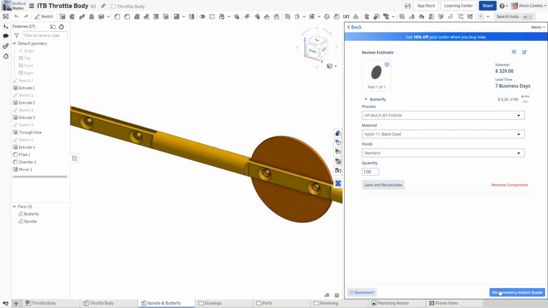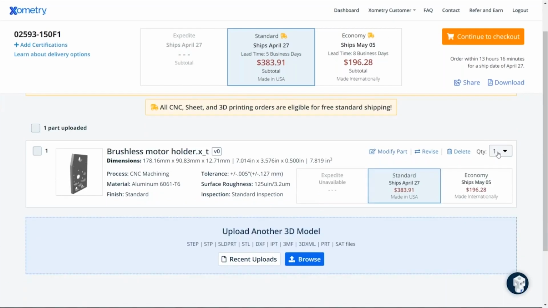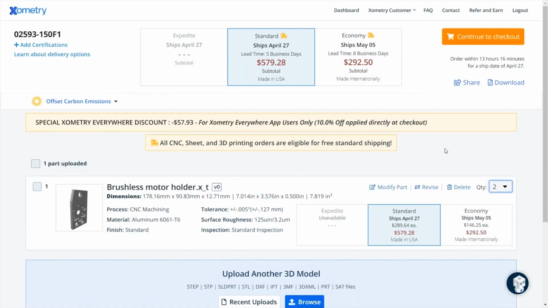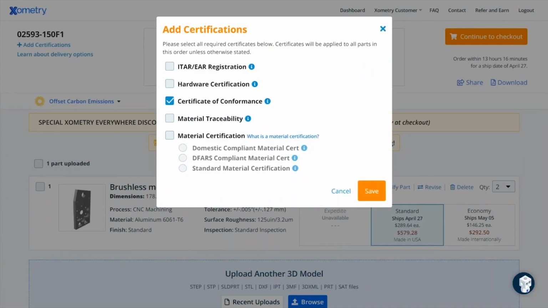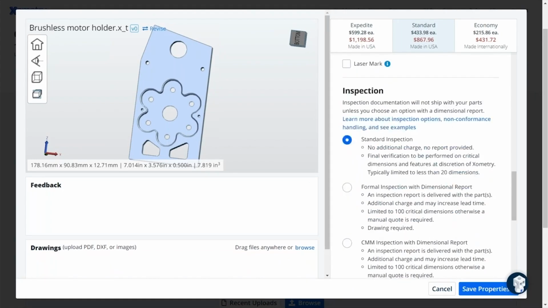After you've optimized for manufacturability, order almost any quantity through Xometry, whether it's a one-off or a production run. And when you finalize the quote, you'll find additional options related to certification, tolerancing, marking, inspection, just about anything.